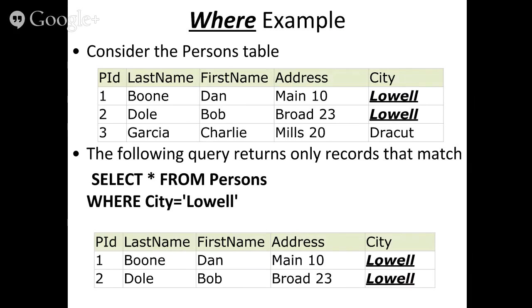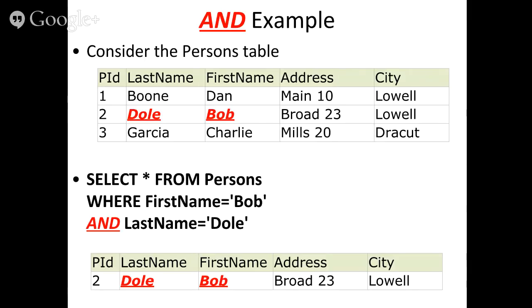So for instance, here's a very simple one. Select star from persons. So what does that do? It returns all the records. So it returns all 3 records. But I want to filter only the ones who have the city equal to Lowell. That only returns 2 records.